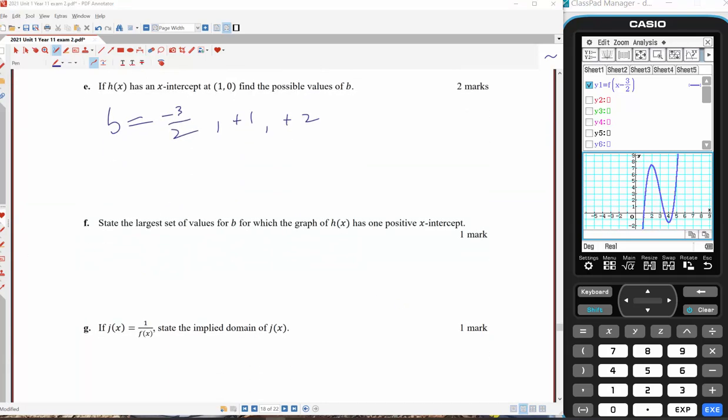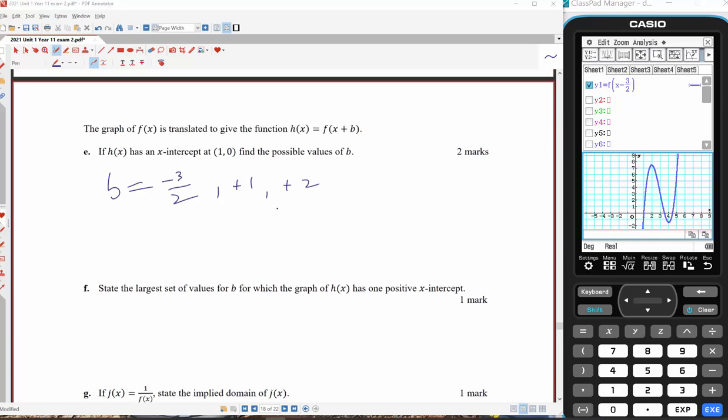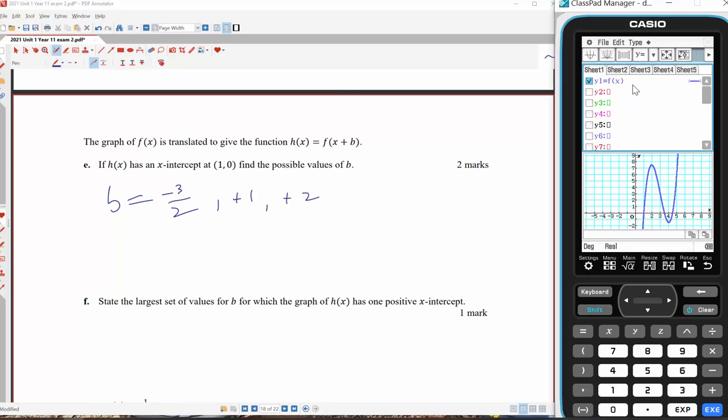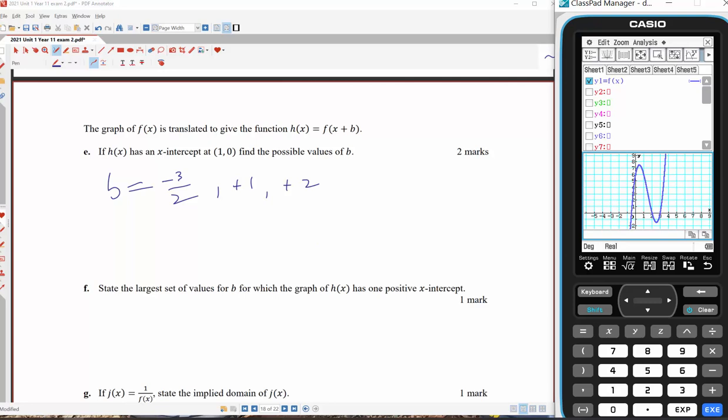Okay, state the largest set of values for b for which the graph of h of x has 1 positive x-intercept. Okay, so this is pretty hard, this. So h of x is f of x plus b. So let's go back to f of x untransformed and graph that. So there it is there. And what we want to have here is 1 positive x-intercept. Okay, so basically what we want to do is shift it to the left 2 units.